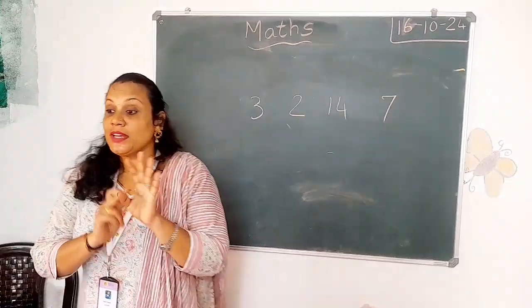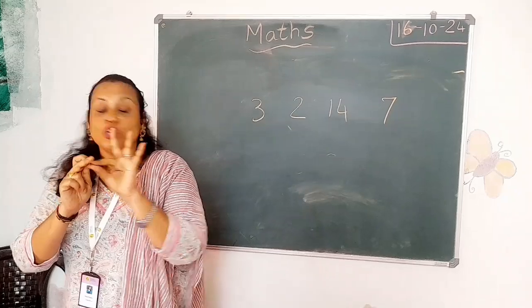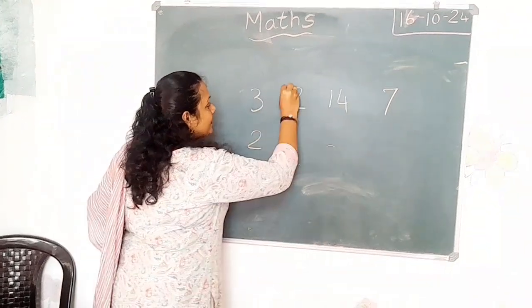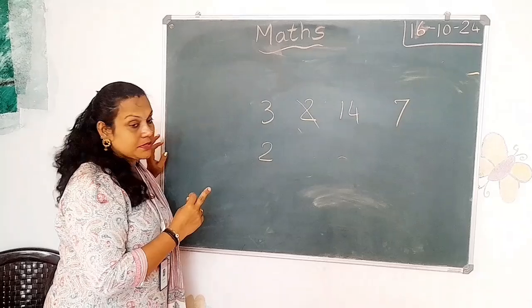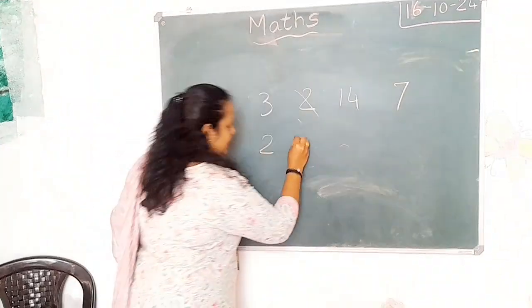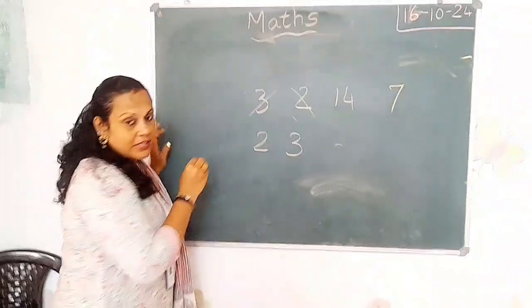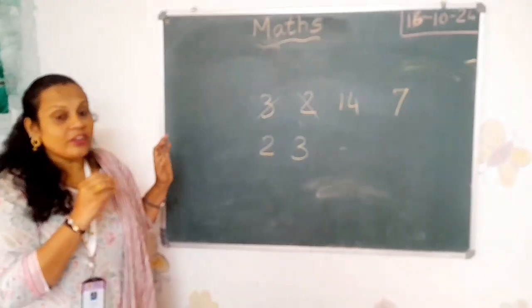Yes, when you're counting, that comes first. After 1 comes? 2. So 2 is the smaller number. Then after that? 3. Adit, after which number comes? 3 is the small number. Yes, then after that? 4, 7. 7 or 14, dear?